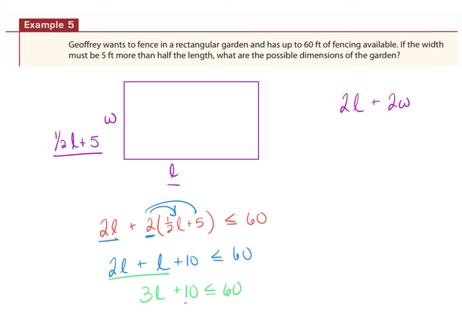What's my next step? Subtract that 10. 3L is less than or equal to 50. And then my last step is to divide by 3.